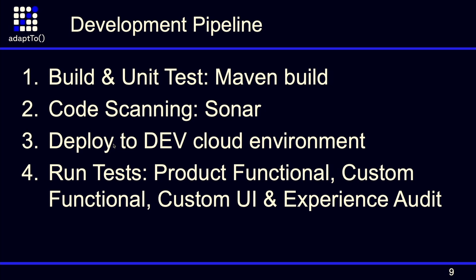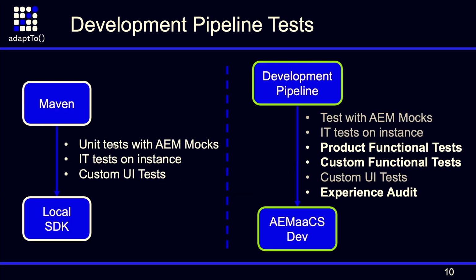If that is all great, then the code is deployed to the dev environment on your cloud, and afterwards, all the test suites are being run. You have the product functional tests, for example, which are maintained by Adobe, and then you have your own custom functional tests that you can provide. Other than that, you have your custom UI tests, for example, with Selenium or Playwright, and afterwards, the pipeline will do an experience audit using the Lighthouse tooling.